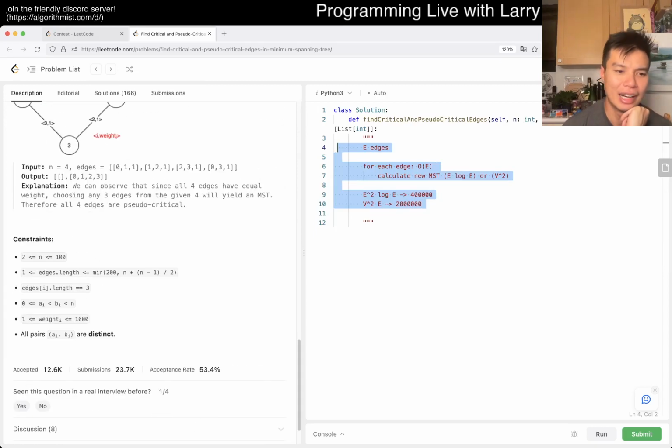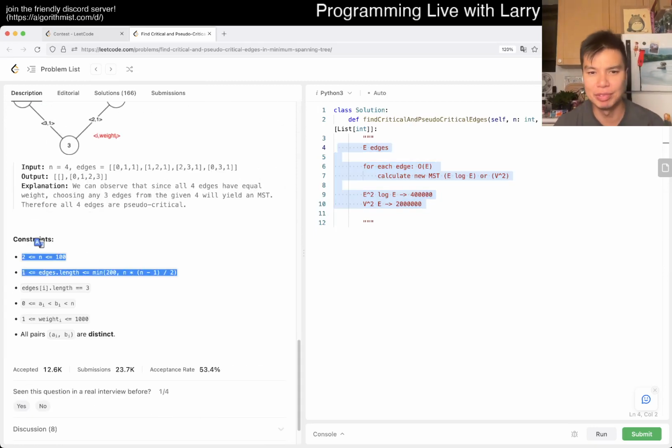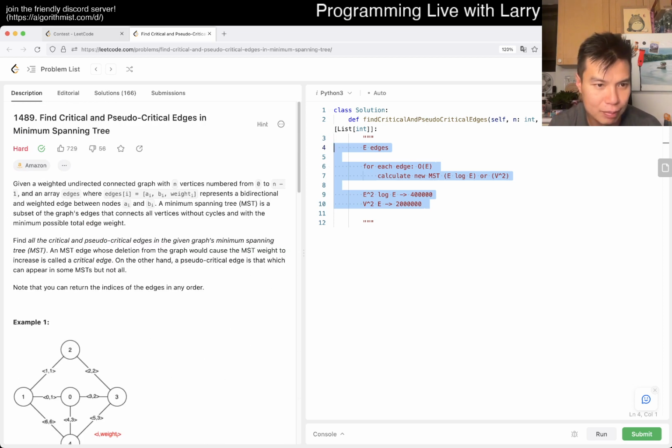I kind of missed it, I'm a little bit slow there. I didn't read the constraints early enough. So I think I would do this for the critical edge, because that is easy to do. But let's see what a pseudo-critical edge is. Let me reread it now that I at least know the constraints.